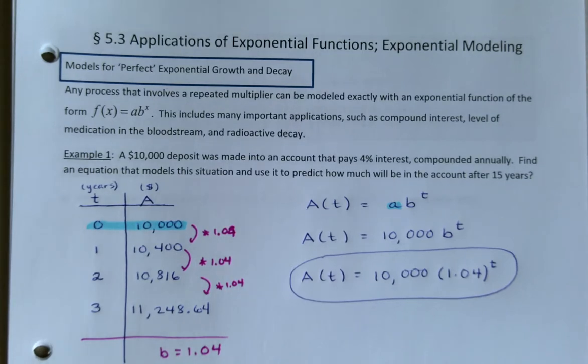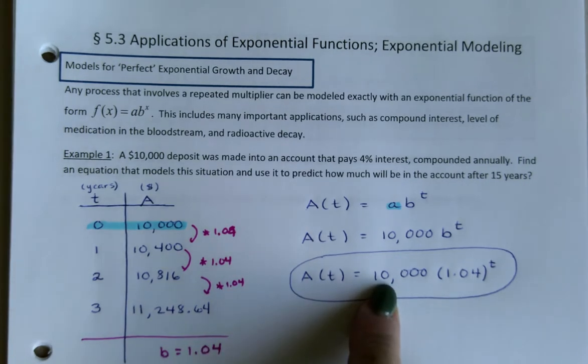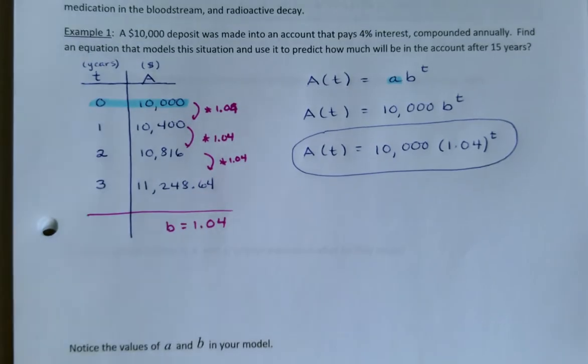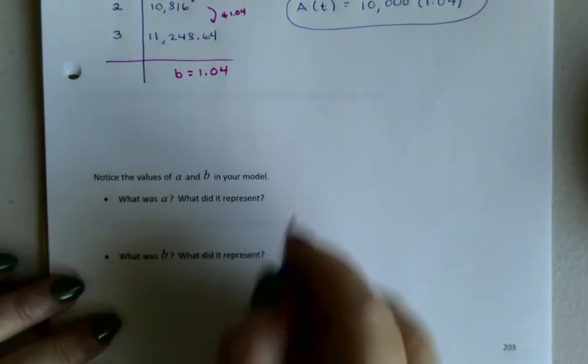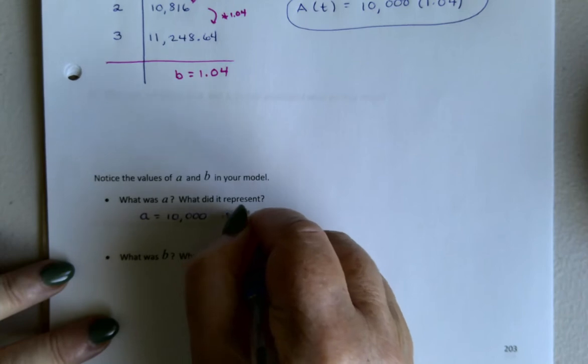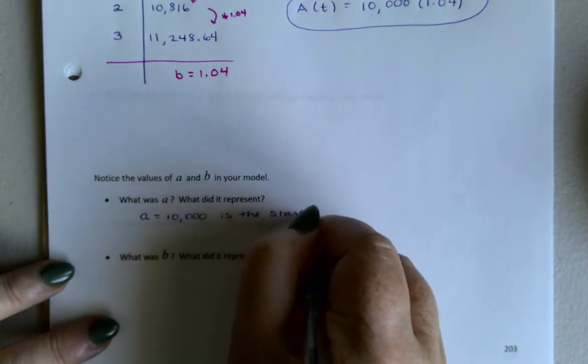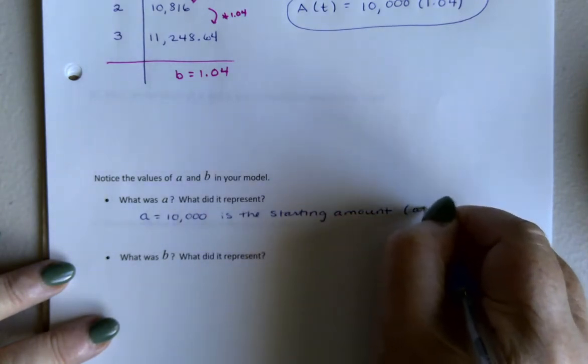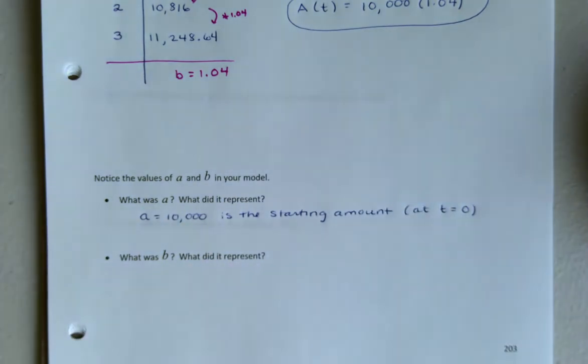All right, let's talk just a little bit more about the a and the b values for that model and see whether we think we maybe could have predicted those without ever having made that table of values. Certainly the a value, the 10,000, being the starting amount, would have been predictable. So in terms of what a and b are and what they mean, a, the 10,000, is the starting amount. That is how much I had at time t equals 0 at the beginning.